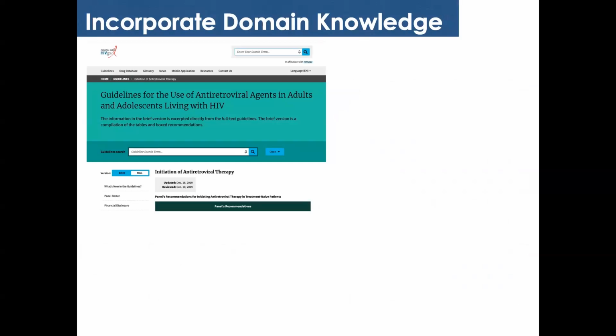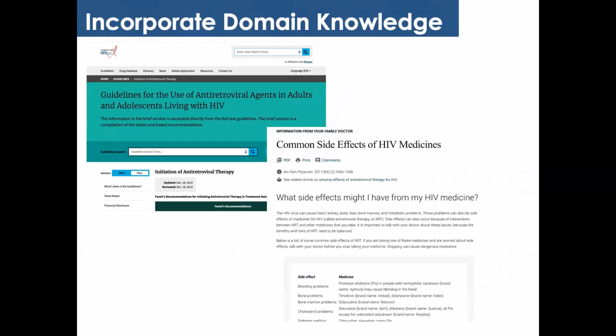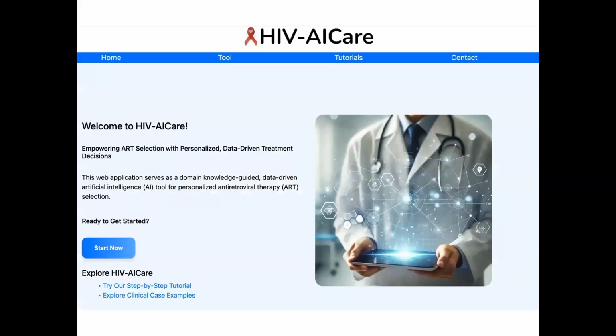And also if you have cardiovascular risk, it's better to avoid ABC. So there are a lot of guidelines we should incorporate into our model. And also there is a lot of common information, for example, common side effects of HIV medications. So we need to figure out a way to incorporate this domain knowledge into our method.